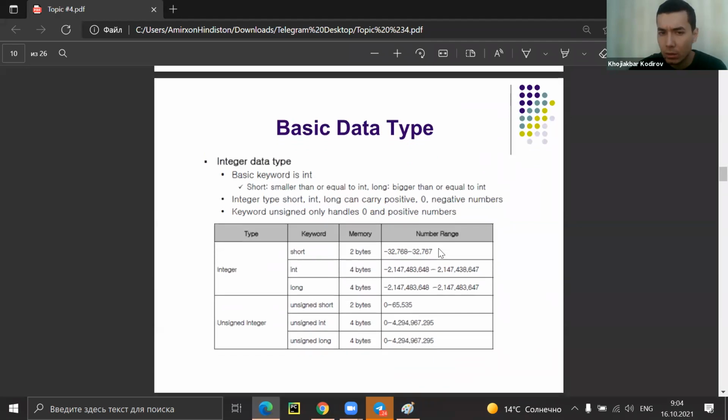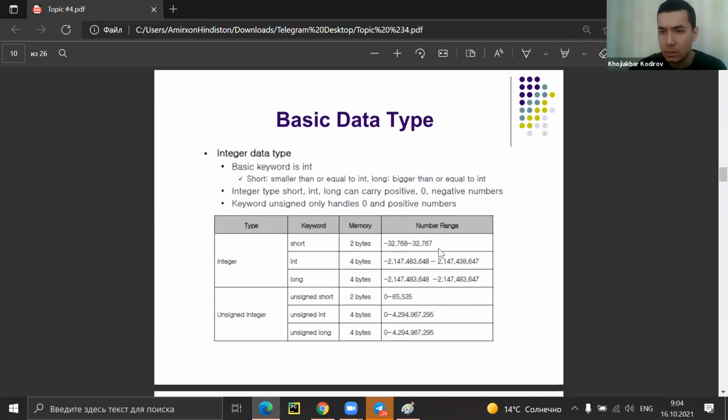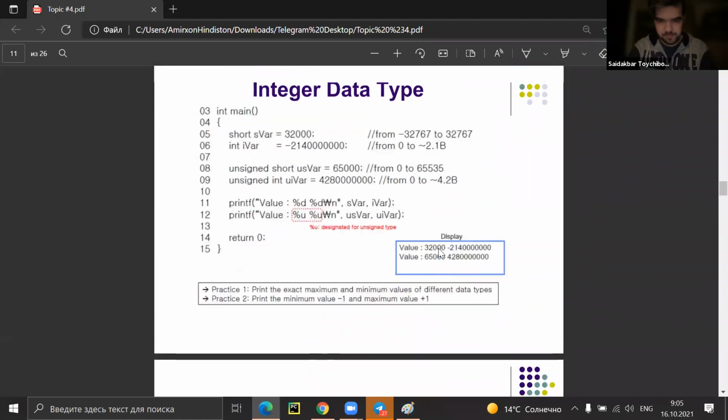Okay, got it. So, what is an integer? We have two kinds of integer, just integer and unsigned integer. Unsigned integers include only positive numbers. And integer is divided into three parts: short, int, and long. What is the difference between them? The difference is the memory and the number range. Let's move on.